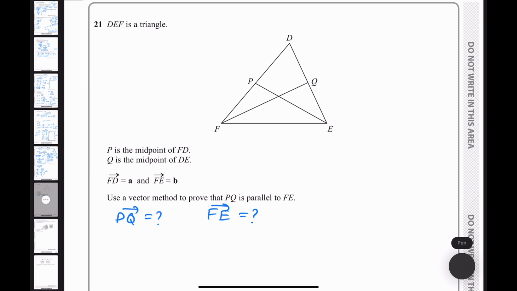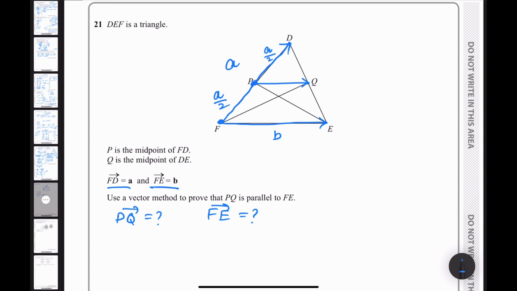That's P and that's Q. This will be the vector that we are looking for. Now what is given to us is FD and FE. FD, F to D, this whole thing is A. Since P is the midpoint, from F to P it'll be half of A, and from P to D it'll be again half of A. Now F to E is B, so this whole thing is B. Now we have to find out P to Q.